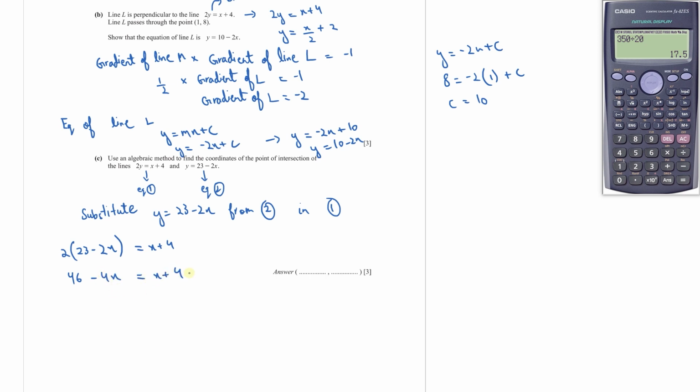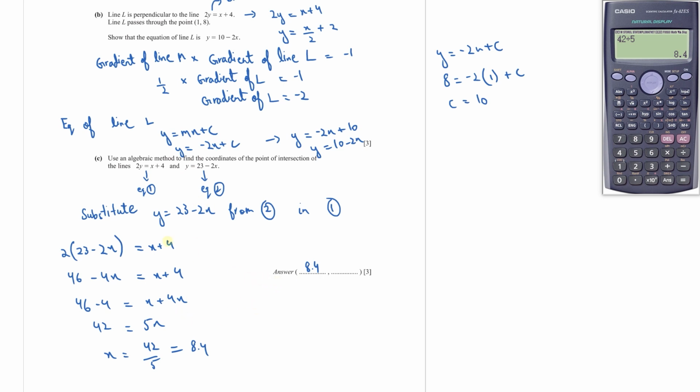And then I can take this 4x to this side and bring this 4 to the left. So I will get 46 minus 4 equals x plus 4x. This will become 42 equals 5x. And x will be 42 divided by 5, which is 8.4. So the x value is 8.4, the x coordinate of the intersection of these two.